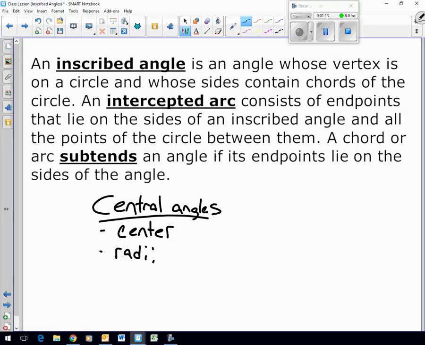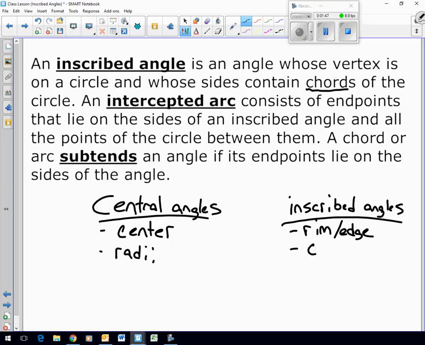Okay? Inscribed angles. With inscribed angles, they're not on the center. They're going to be on the rim. They're on the rim or the edge of the circle. They're on the crust. And hopefully by the definition you can tell which parts of the circle are meeting? The chords. The chords create inscribed angles.